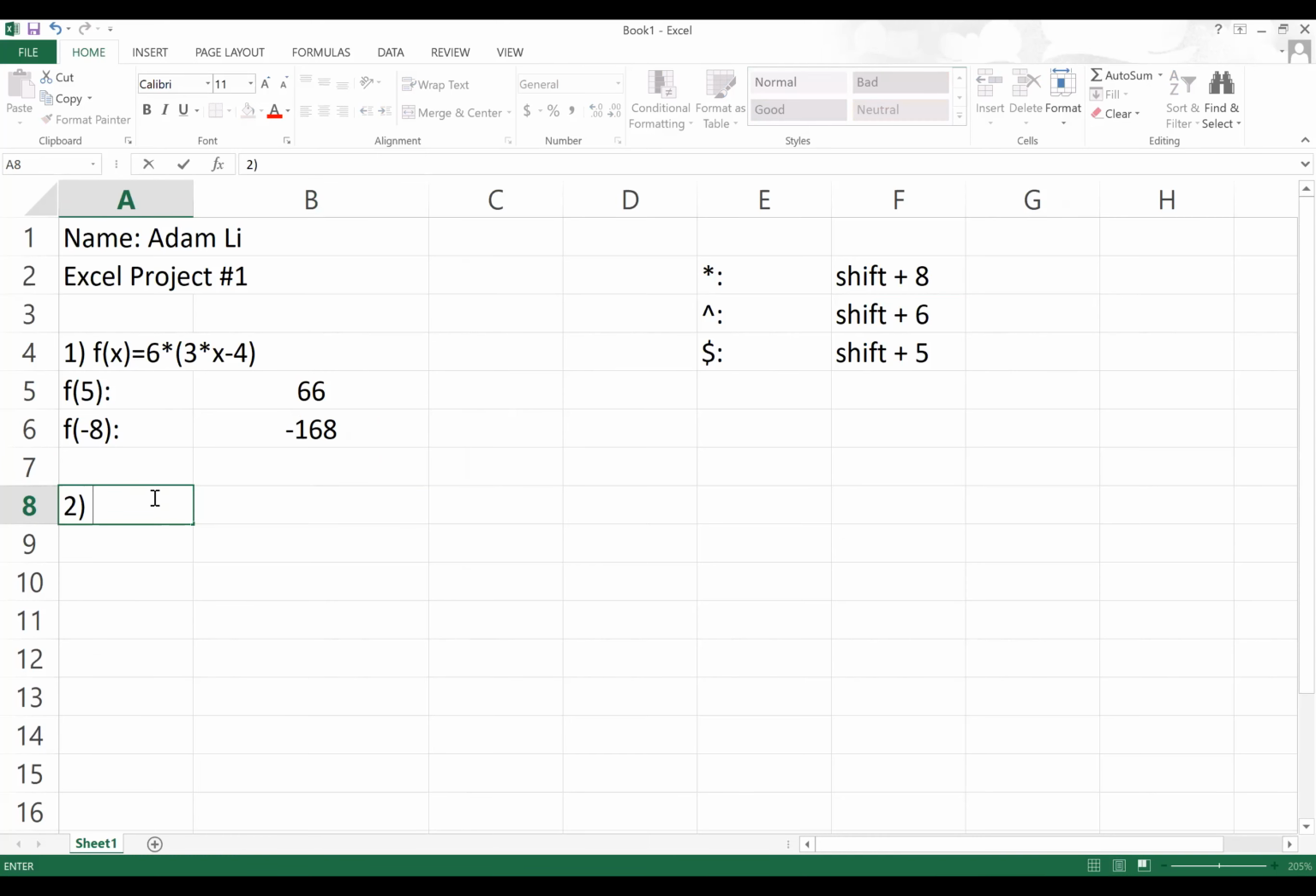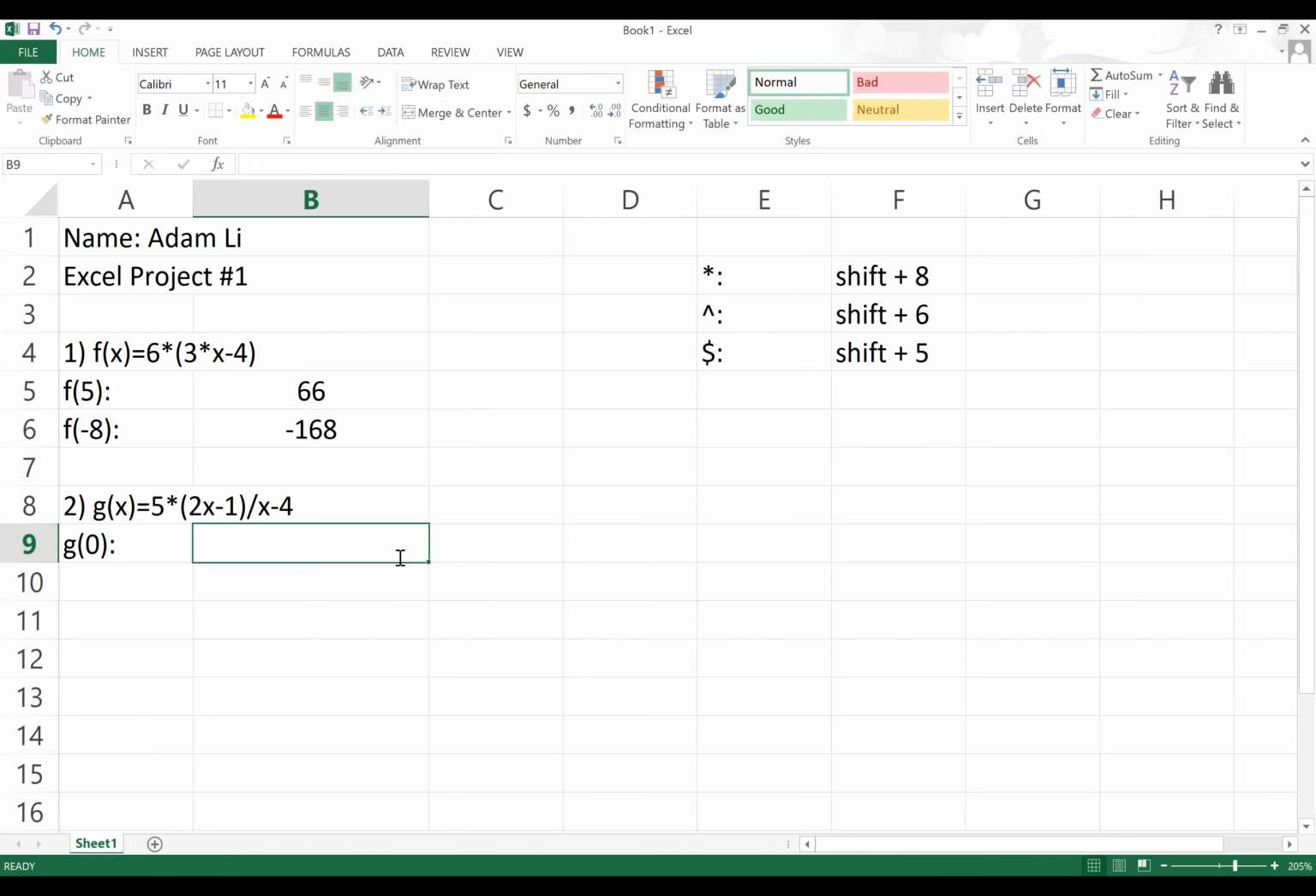Question number two. So we get g of x, which is equal to 5 times 2x minus 1, and divide by x minus 4. Okay, so this is the input for g of x. Now we need to calculate a couple of things. G of 0, meaning x becomes 0. So here, replace x with a 0. So right here, we have 5 times 2 times 0 minus 1 divided by 0 minus 4. This is a proper input.